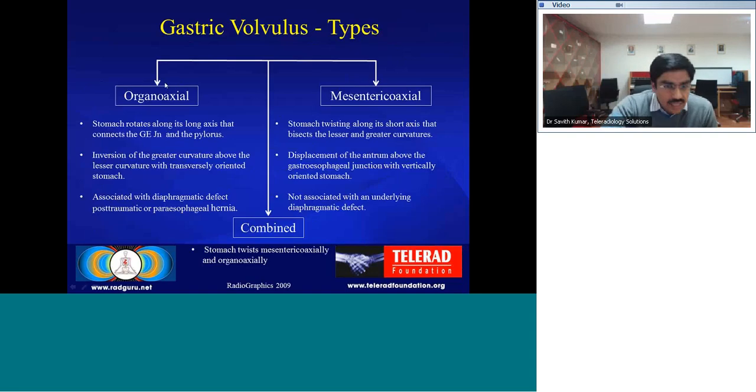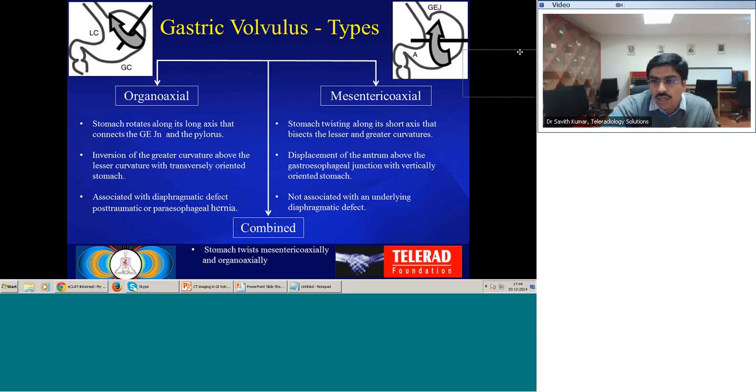Gastric volvulus is classified as organoaxial and mesenterico-axial volvulus based on the axis along which the stomach rotates, and you have a combined variety, a mixture of both, or a complex volvulus. In organoaxial volvulus, the stomach rotates along its long axis, the axis that connects the gastroesophageal junction and the pylorus. The stomach is inverted with the greater curvature going above the lesser curvature, and the stomach is transversely oriented.